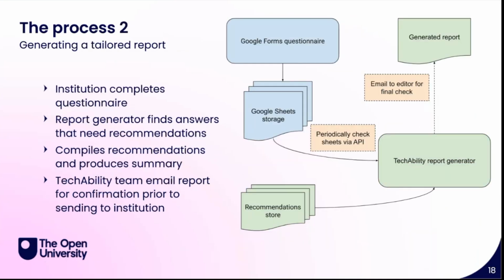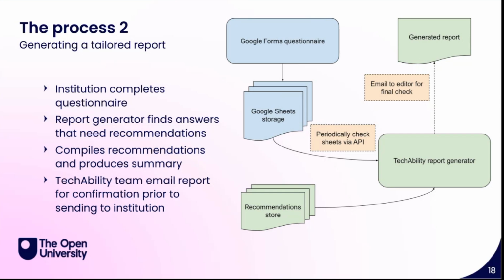That was the generation of the recommendations, and the next process was about using those recommendations to generate a custom report for people that had used the questionnaire. As Neil said, the questionnaire was created in Google Forms, and the responses from the questionnaires are stored in Google Sheets. Google provides an API that you can access, so again our system used that API to find new responses. When someone had completed the questionnaire, we'd get that through the API.